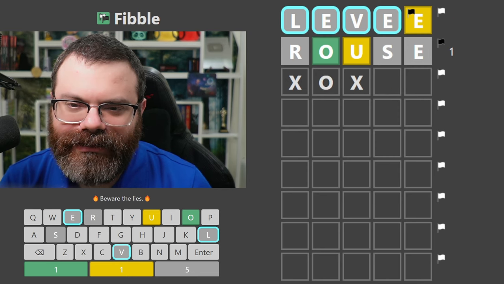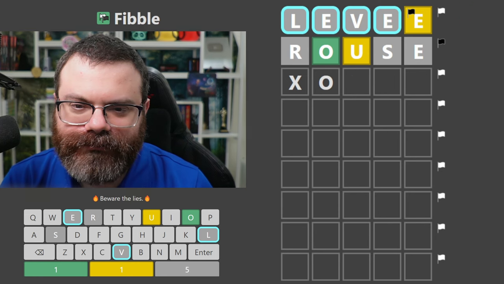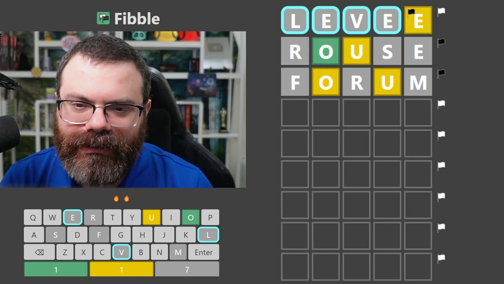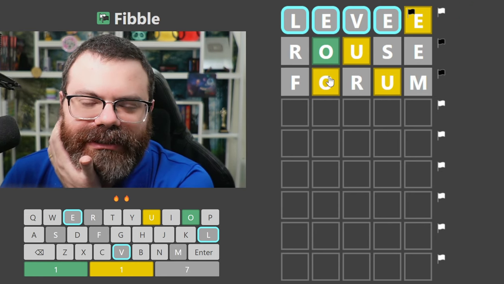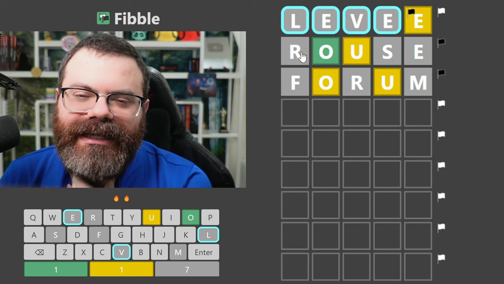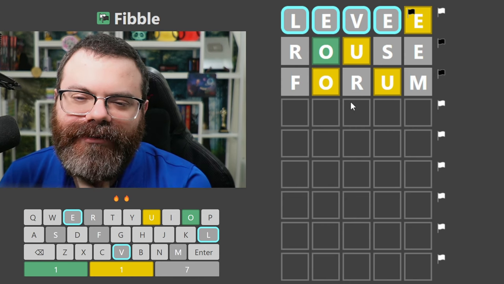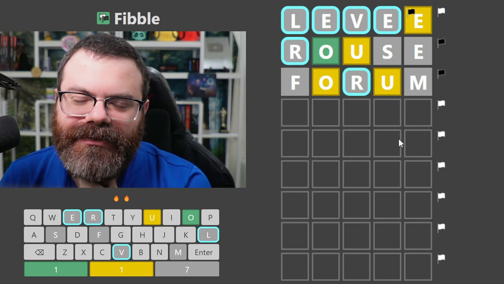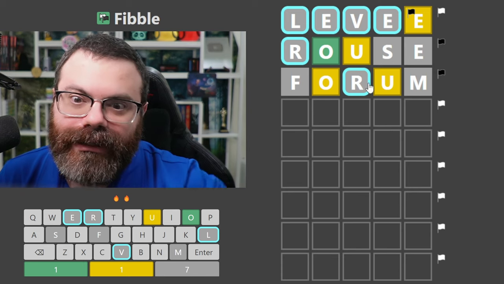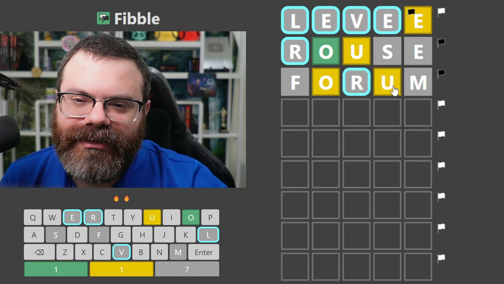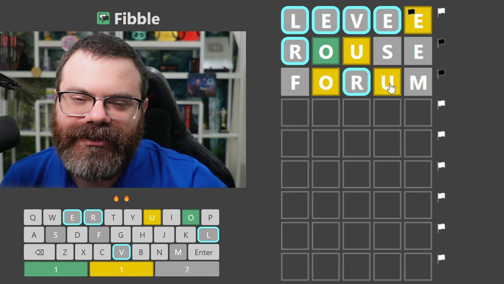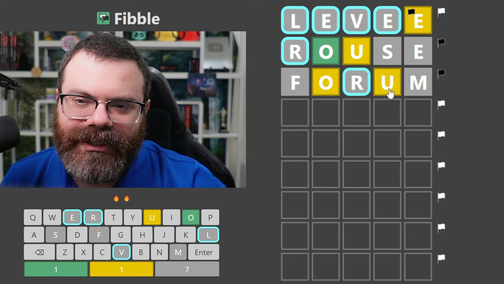I'd love to not, though. Is there something like RU forum? Okay, so one of these O's is lying, which means that anything that agrees between rouse and forum has to be true. So these both agree that there's no R in the word. These both agree there is a U in the word, but we don't know if maybe one of them's lying and should have been green. So we can't mark them totally correct, but we know there's a U in the word.